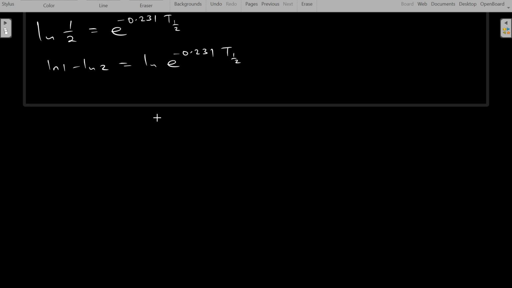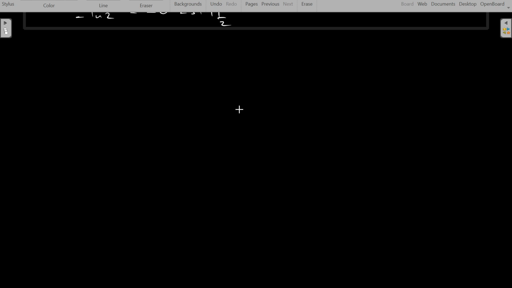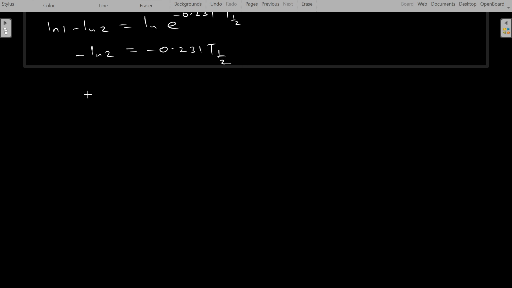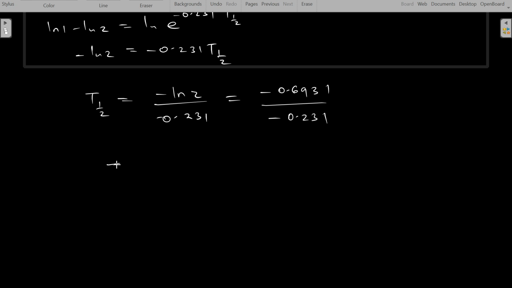From there, ln of 1 goes down to 0, so negative ln of 2 should give me negative 0.231 t half. For me to solve for t half, which is just my half-life, it's negative ln of 2 divided by negative 0.231. If I solve for this, I get negative 0.6931 divided by negative 0.231. So my half-life is approximately 3 minutes.